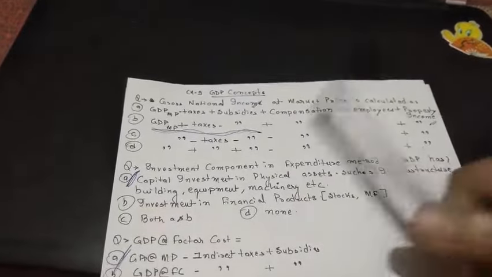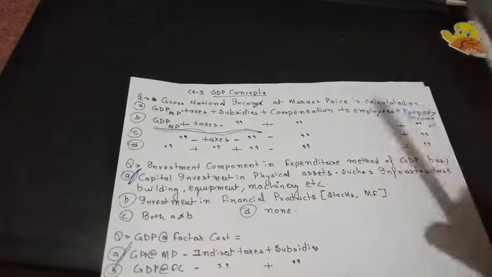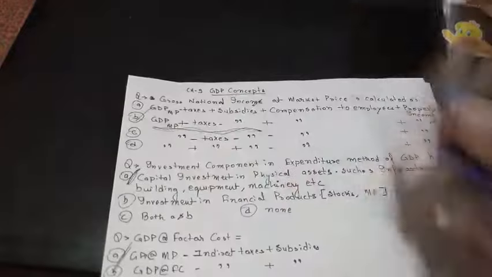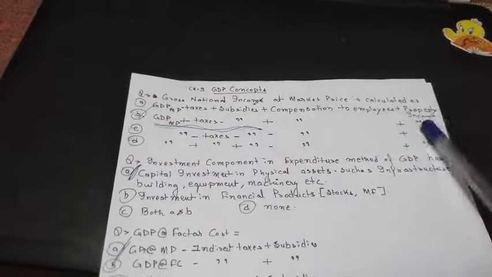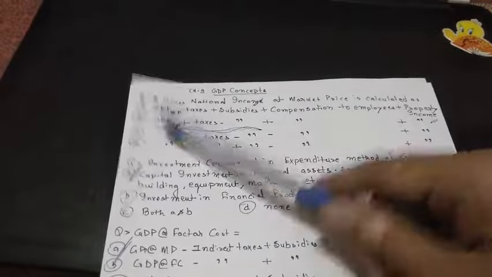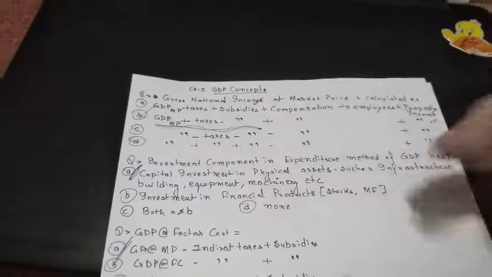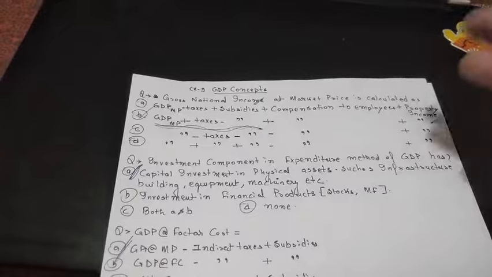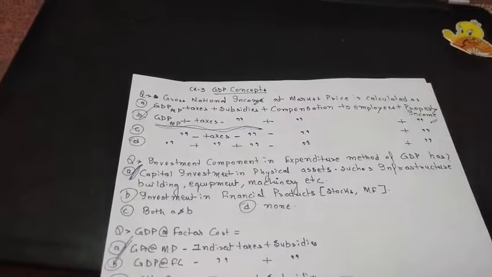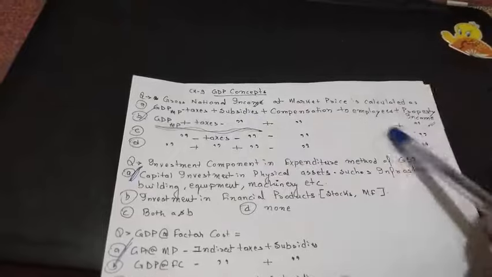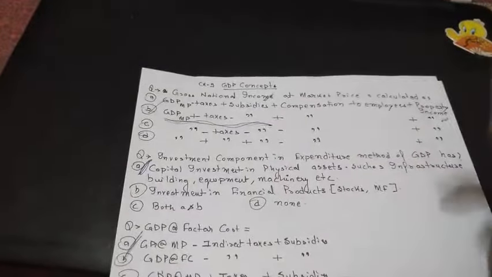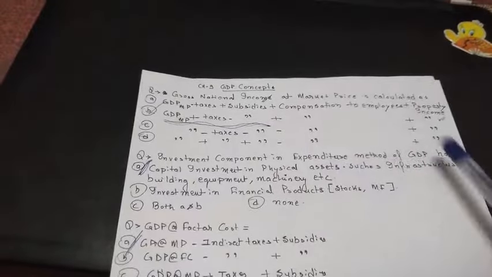Now, the gross national income at market price is calculated as option B: GDP at market price plus taxes minus subsidy plus compensation to employees plus property income. You need to remember this formula. You don't need to research this formula, because there is nothing much in the syllabus. It's just a formula you need to remember. That's it.